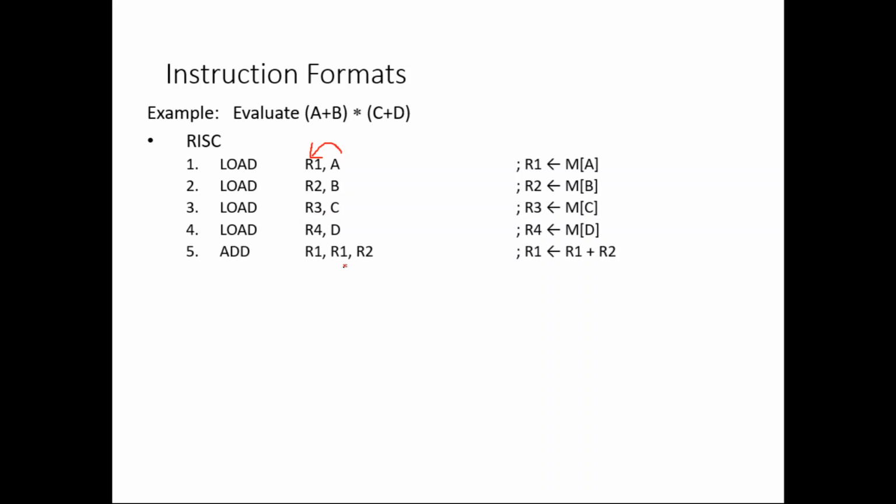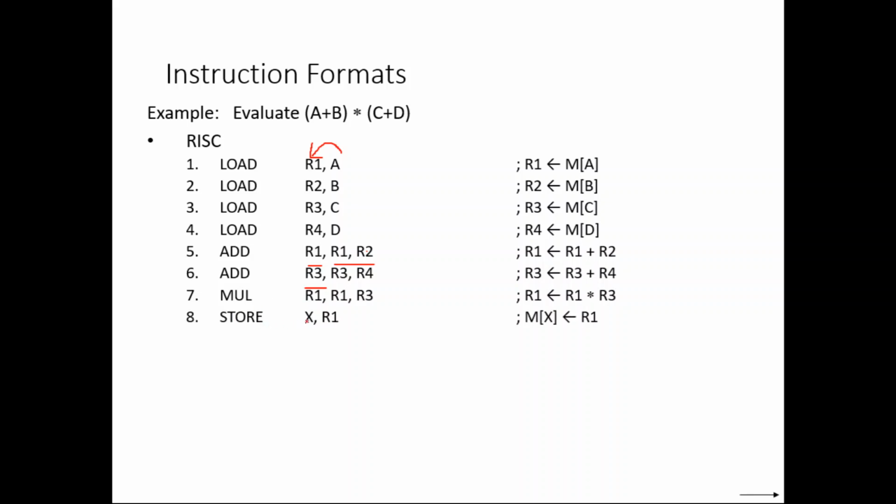Add R1 comma R1 comma R2. This will add R1 and R2 and store the result in R1. So now the result of A plus B is available in R1. Add R3 comma R3 comma R4. This will add R3 with R4, and the result will be stored in R3. So C plus D is now available in R3. Multiply R1 comma R1 comma R3. This will multiply R1 with R3, and that result will be stored in R1.